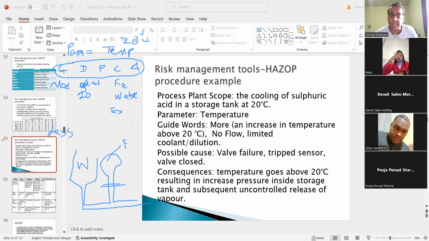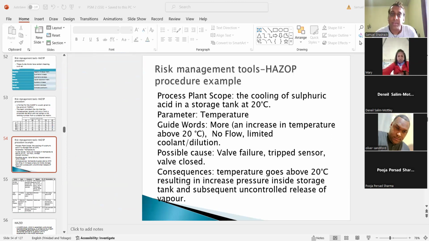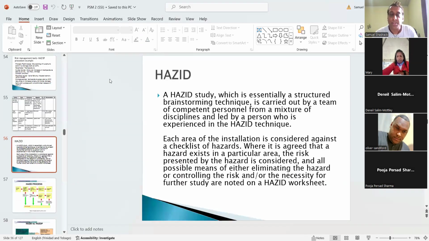I'm taking off the writing and the drawings on the left-hand side. I don't know if I have a question lined up as yet, because I wanted to do a couple more of that. So we can go to this one. Hazard study is just on the other page of your book. Let me read it for you. A hazard study, which is essentially a structured brainstorming technique, is carried out by a team of competent personnel from a mixture of disciplines and led by a person who is experienced in the hazard technique.